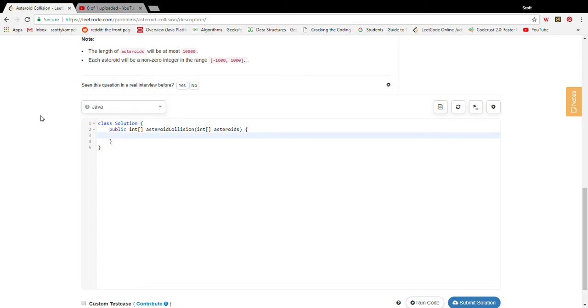So, implementation. We're going to use a stack. Let's set up our stack. I'm going to call it remains, kind of a representation of the remaining asteroids after some collisions. And we are going to loop through the input asteroids array.